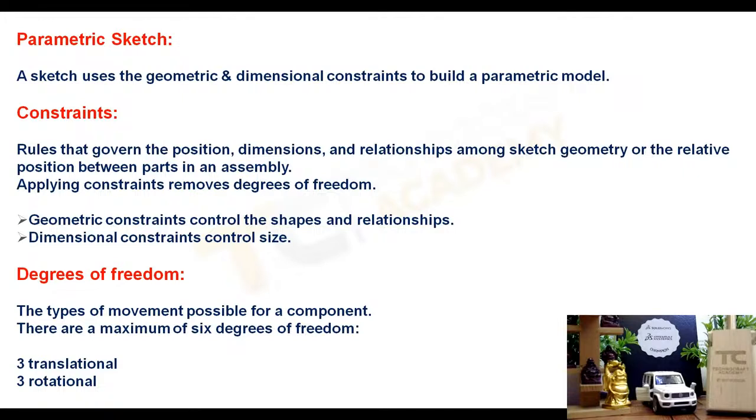The first 3 are the translation along x, y, z. Assume you take x, it can be in the positive x direction or the negative. That is considered 1 degree of freedom. Similarly for y and z. And then there is the rotation along x, y, z, clockwise and anti-clockwise, considered as 1 degree of freedom. Yeah. So in total, we have 6 degrees of freedom.